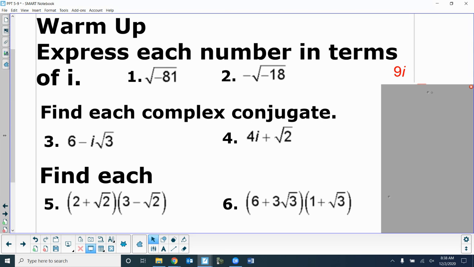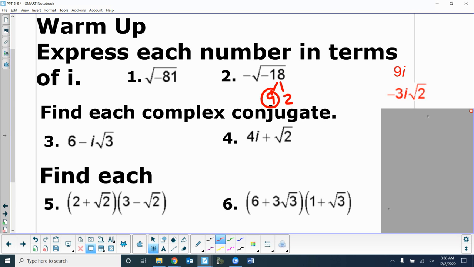Correct. Negative 3i radical 2. All right, the negative is for this. That's 9 times 2, right? For the 18. So for the 9, we bring out the 3. That's there. Since it was negative 18, we brought out the i, and then the 2's left, right?